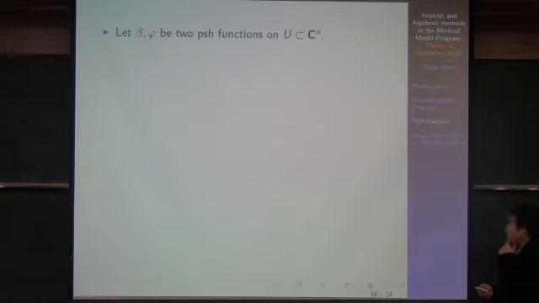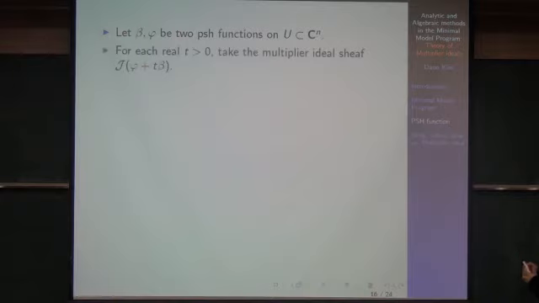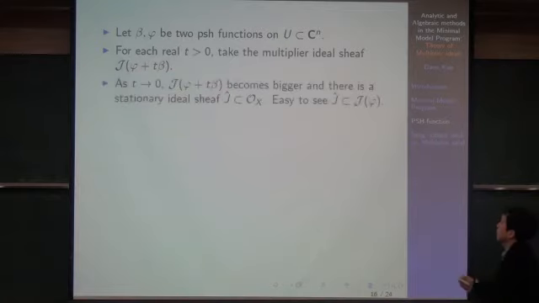So here is a statement which shows the subtlety of general PSH functions. Let beta and phi be two PSH functions on the same open set U in Cn. These PSH functions have a simple convexity property: when you add them together and multiply by a positive number, it's still PSH. So you can take the multiplier ideal of this new PSH function, which is phi plus t times beta. When t is large, it may have more singularity, so this ideal sheaf could be smaller.